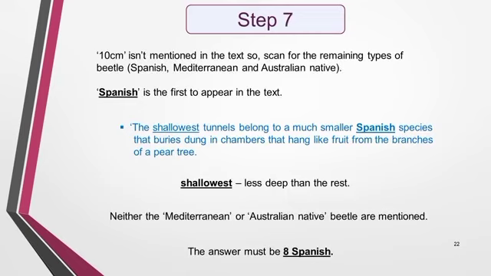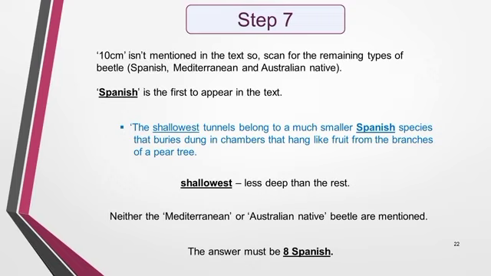I now need to find out which beetle digs a tunnel of about 10 centimetres deep. However, 10 centimetres isn't mentioned in the text, so I decide to scan for the remaining types of beetle, Spanish, Mediterranean and Australian native, to find the answer by a process of elimination. I'd start by scanning for Spanish and quickly find the following sentence in the third paragraph. The shallowest tunnels belong to a much smaller Spanish species that buries dung in chambers that hang like fruit from the branches of a pear tree.